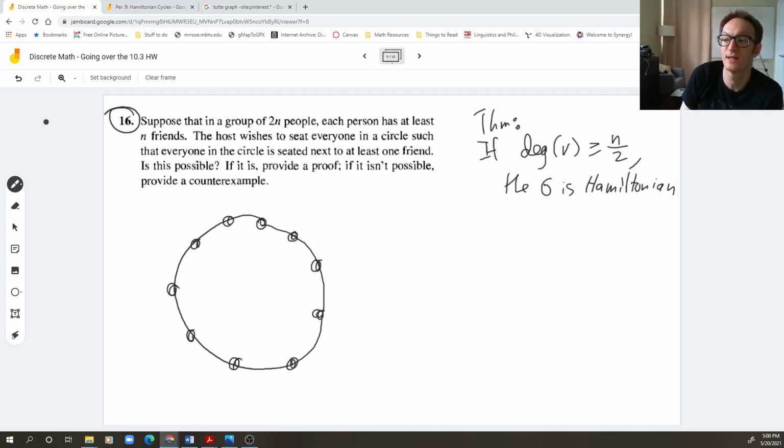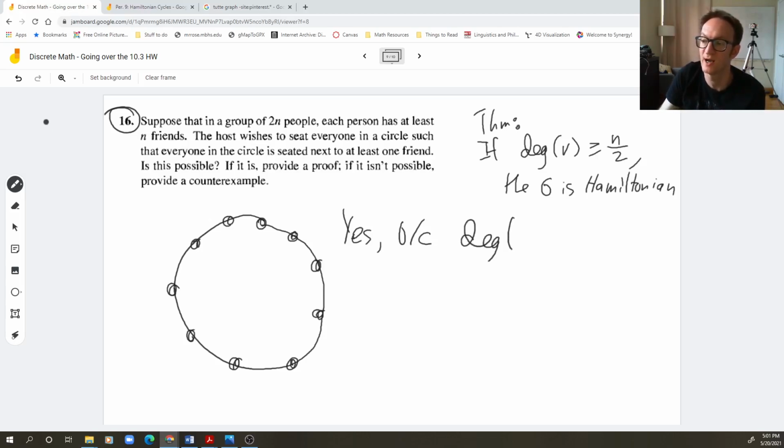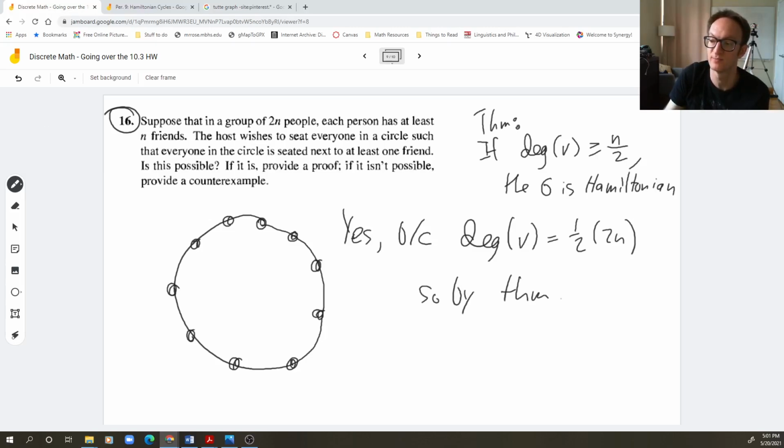Okay, so they might as well just come right out and say, is the graph of friendships Hamiltonian? And the answer is yes. You're not supposed to give a whole other proof. You're just supposed to cite the theorem. Yes, because each person has at least n over 2 friends. So the degree of every person is, in fact, precisely half the total number of people. So by theorem, yes. That's all I have to say about that.